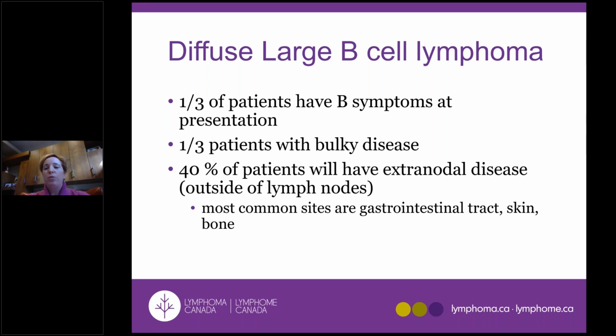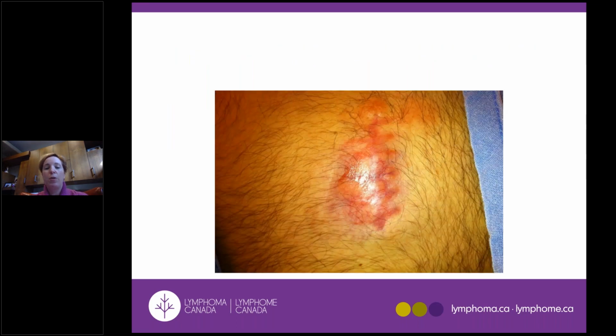Quite commonly in diffuse large B-cell lymphoma, we'll see disease outside of lymph nodes. That is called extranodal disease. The most common sites are in the gastrointestinal tract, so for example, the stomach or colon, followed by the skin and bone. This is an example of what diffuse large B-cell lymphoma looks like when it occurs in the skin.